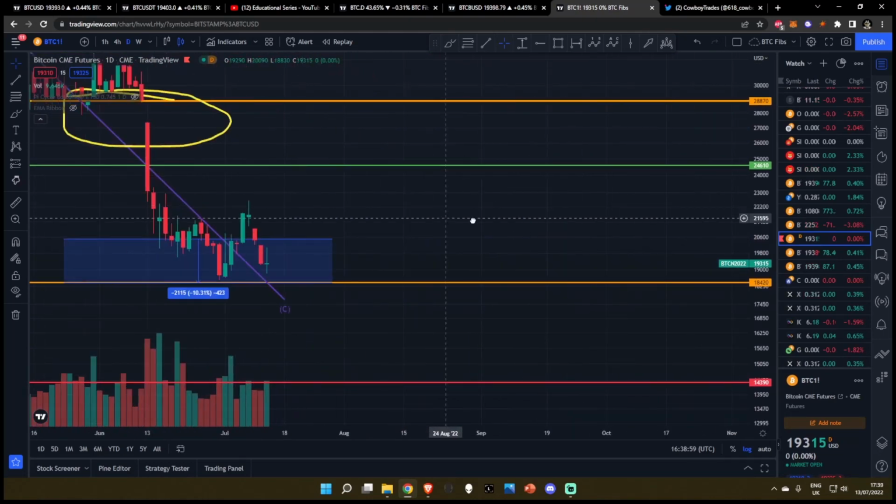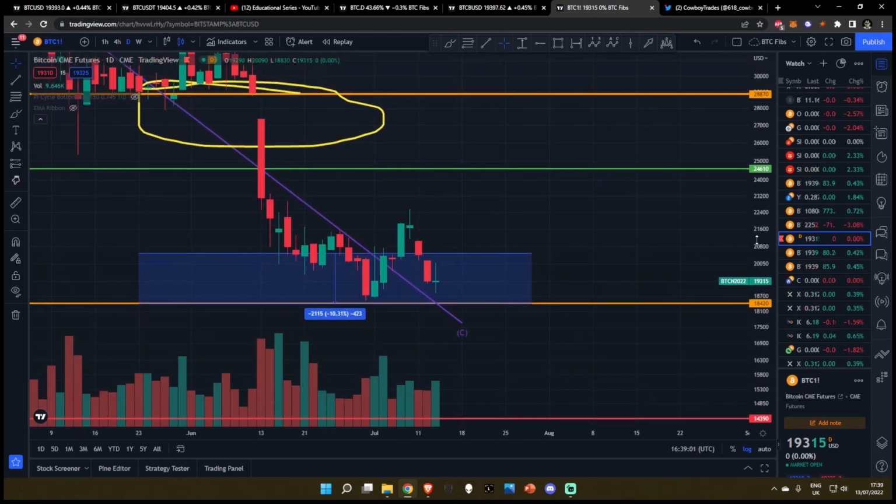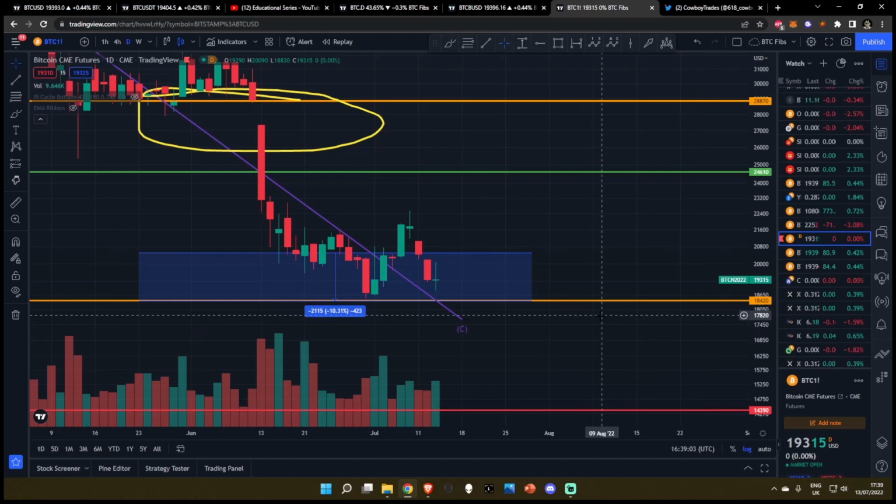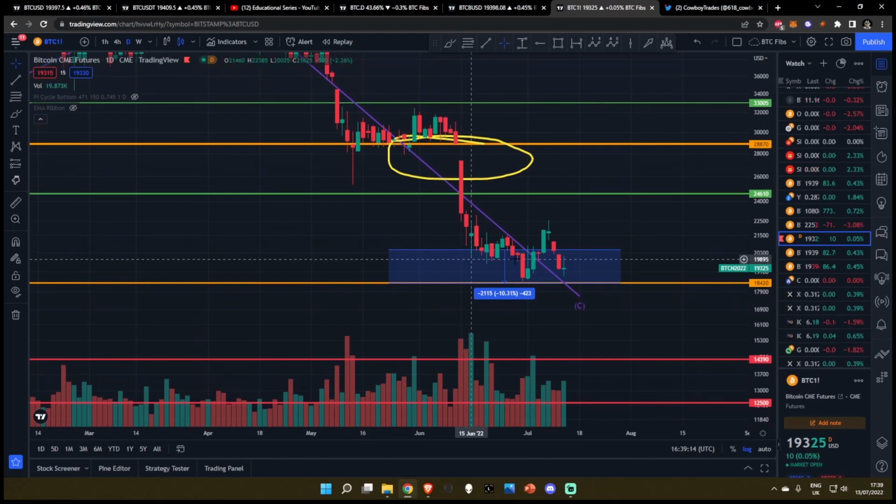And now we are being magnetized to these CME futures. So in my opinion, we are not going to be out of the woods, at least in the short term, until we do come down to about 18,400, plain and simple. I think we're going to get magnetized to this region. We're coming down very fast. I've been talking about this for a while.